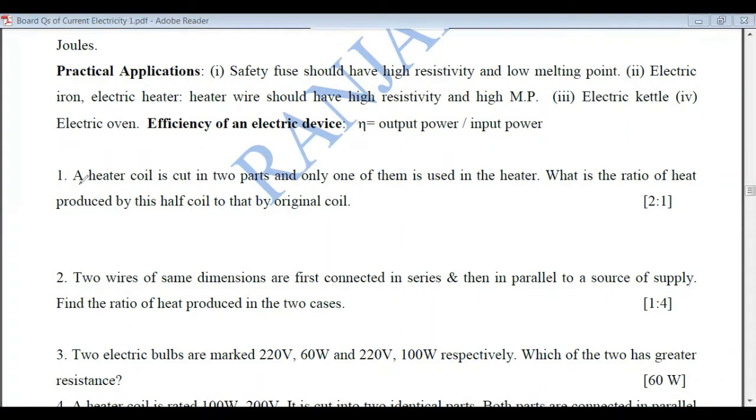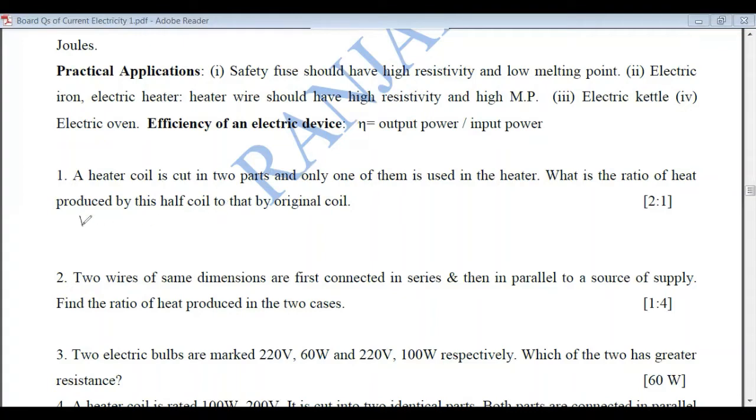Let's discuss few questions based on heating effect of electric current. The first question is, a heater coil is cut into two parts and only one of them is used in the heater. You have to find out the ratio of the heat produced by half coil to that by the original coil. Okay, now let the original coil have a resistance R, but when it is cut into two equal parts, each part will have the resistance R by 2. Why? Because we know that R is directly proportional to the length.